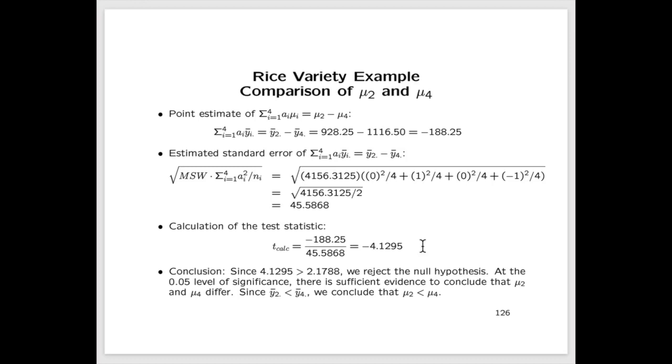At the 0.05 level of significance, there is sufficient evidence to conclude that mu2 and mu4 differ, and since y bar 2 dot is less than y bar 4 dot, we would therefore conclude that mu2 is less than mu4.